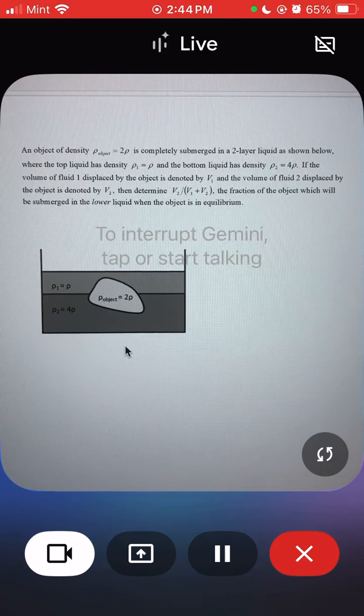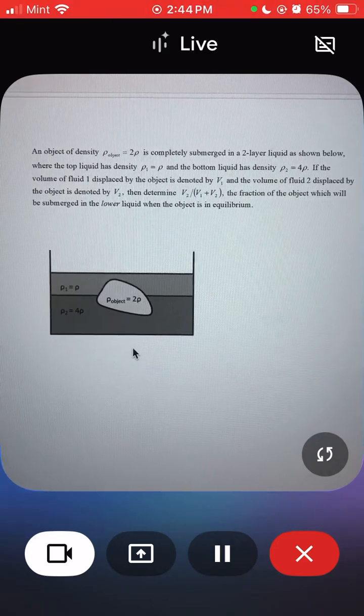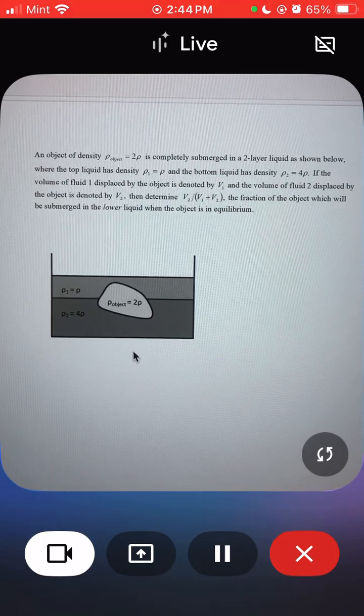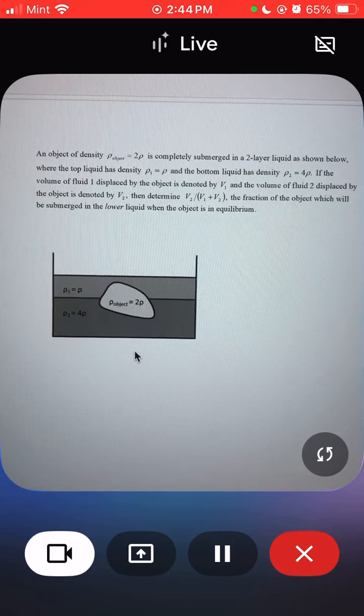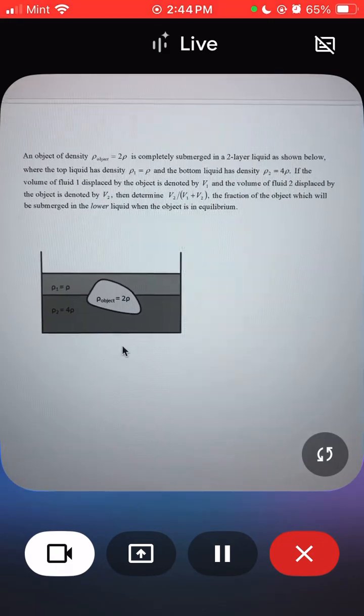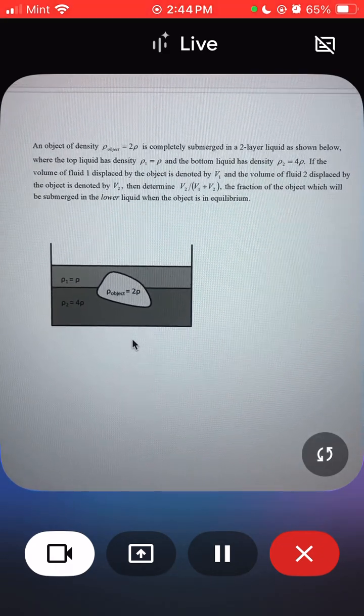Let's solve this step by step. First, we need to use the principle of buoyancy, which states that the buoyant force on an object is equal to the weight of the fluid displaced by the object. Since the object is in equilibrium, the buoyant force must equal the weight of the object. Ready to move on to the next step? Yes.